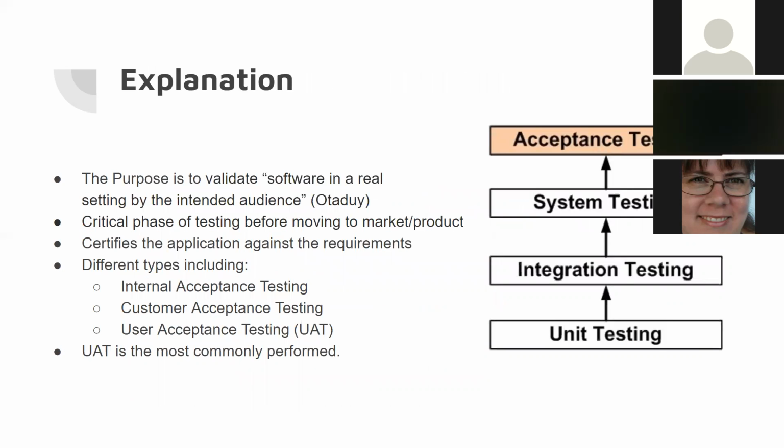So after the system test, next comes the acceptance test. This is where you validate the software in the real setting by the intended audience, the audience being the customer or the end user. This is an absolutely critical phase before you move a product into production, because only the end users are the ones that actually know the requirements and can prove that the software is doing what it's supposed to be doing. There are many different types of acceptance testing, but the most common is known as UAT, or user acceptance testing. Next slide.